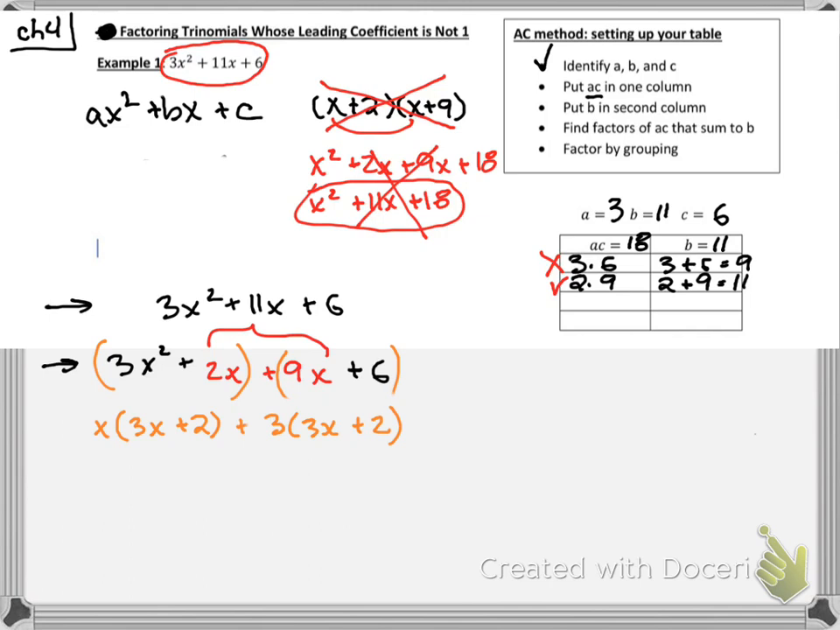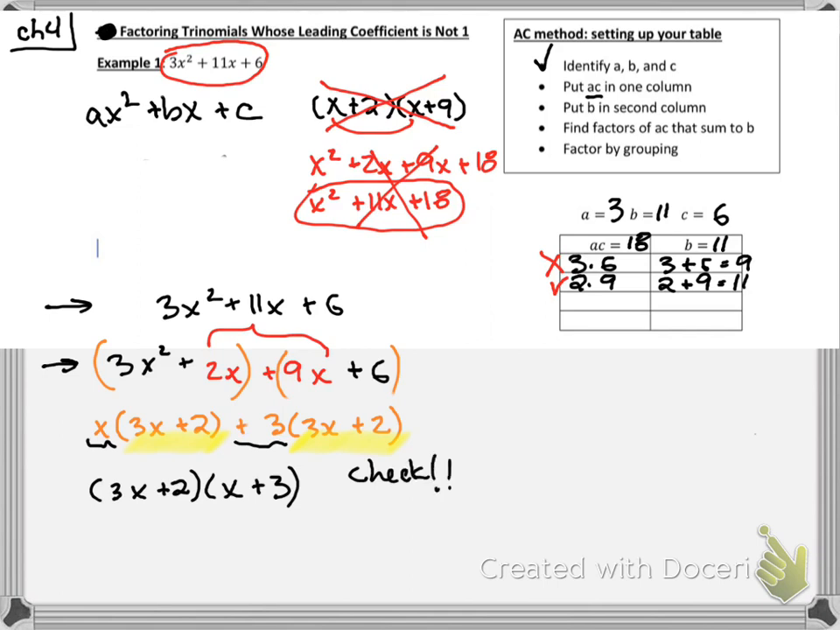Okay, so we did our factoring by grouping. So we have this right here and this right here. Those are the same, so we can factor out the 3x plus 2. And what's left is x plus 3. Okay, and remember, you can always check these and verify.